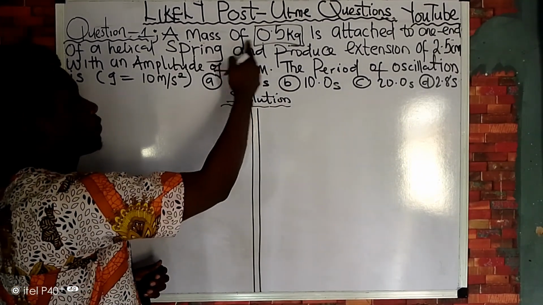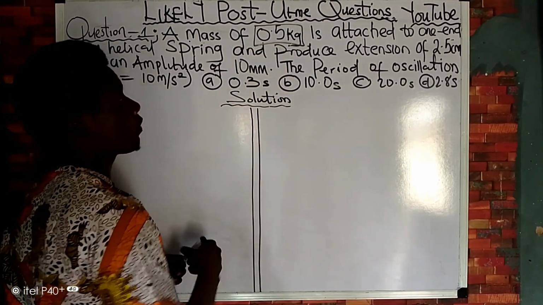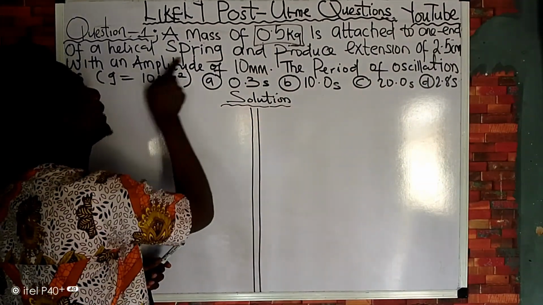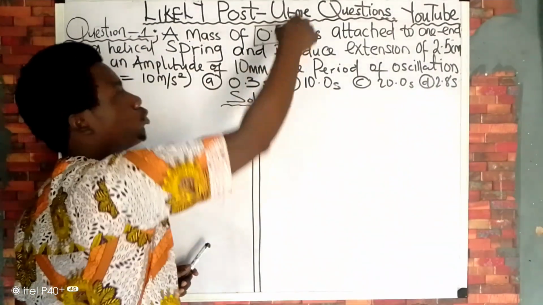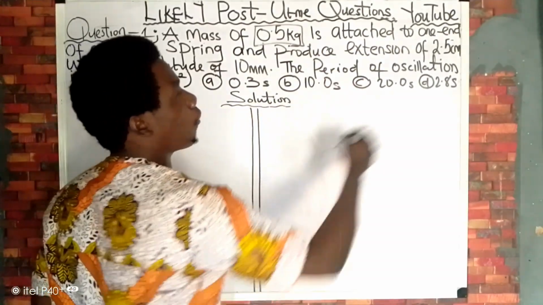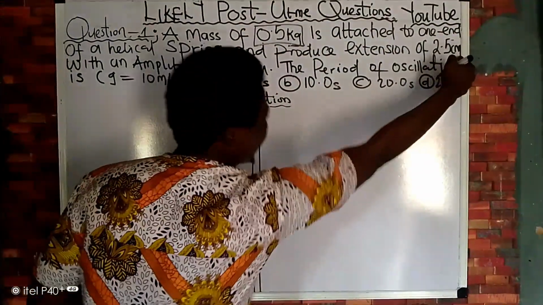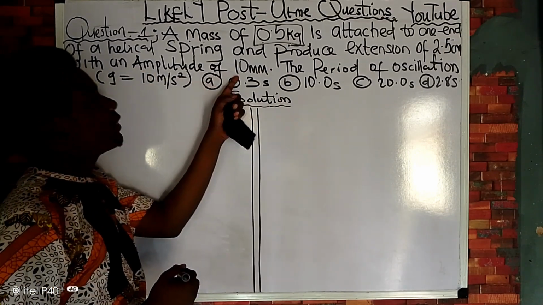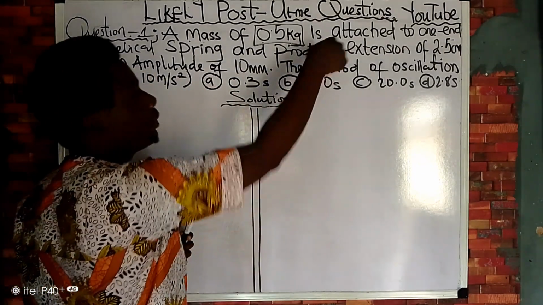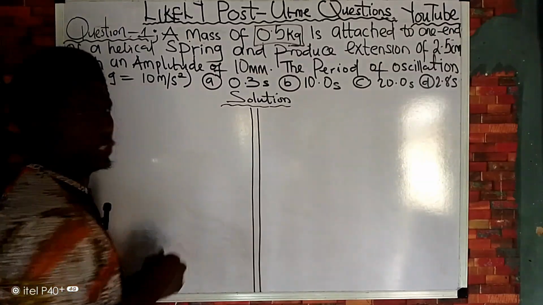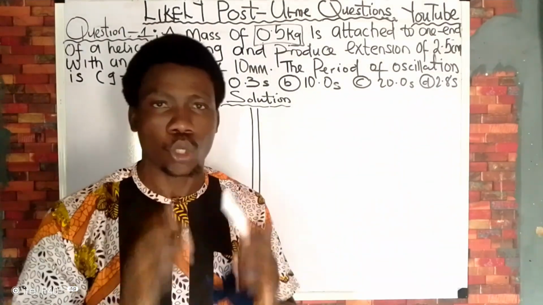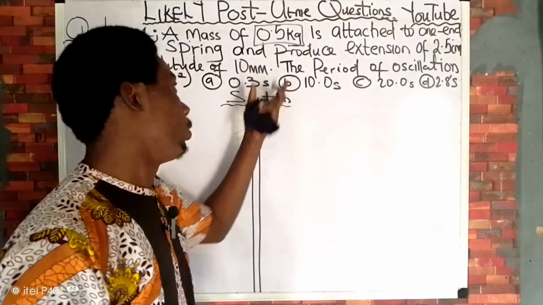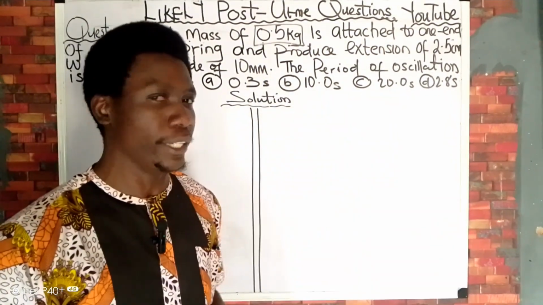A mass of 0.5 kilogram is attached to one end of a helical spring and produces an extension of 2.5 centimeter, with an amplitude of 10 millimeter. The period of oscillation is what? In this question, we are told to calculate the period of oscillation of the spiral spring, okay?